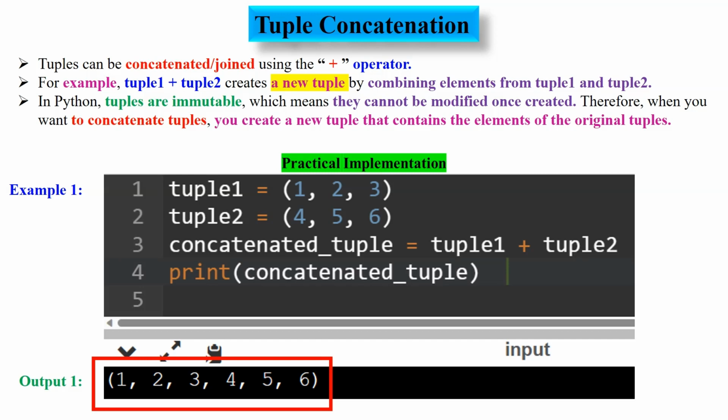Now, let's see an example. Example 1. Tuple 1 contains the elements 1, 2, 3, and tuple 2 contains the elements 4, 5, 6. The line concatenated_tuple = tuple 1 + tuple 2 performs tuple concatenation. It uses the plus operator to combine the elements of tuple 1 and tuple 2 into a new tuple called concatenated_tuple. So the output printed is a new tuple holding elements 1, 2, 3, 4, 5, 6.